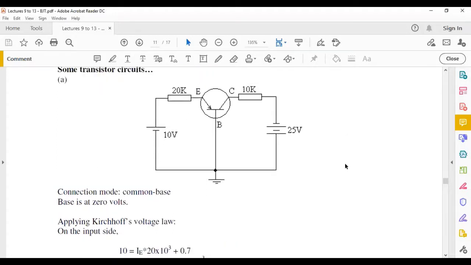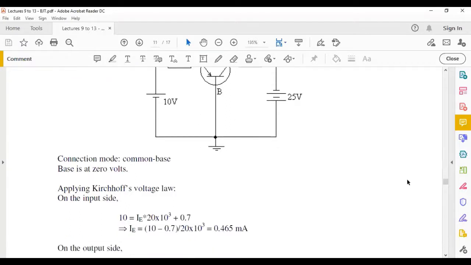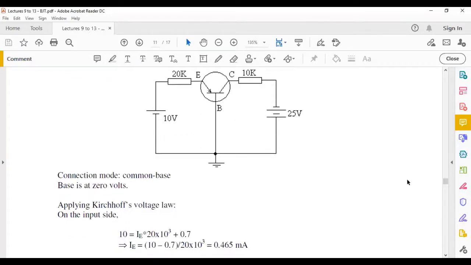You always have two sides to a transistor circuit. You have the input side and you have the output side. Okay, so let's solve for the input side. Now, how do you solve for that? I typically use a method where I start from one point, go through the loop, and keep writing the different drops you have.